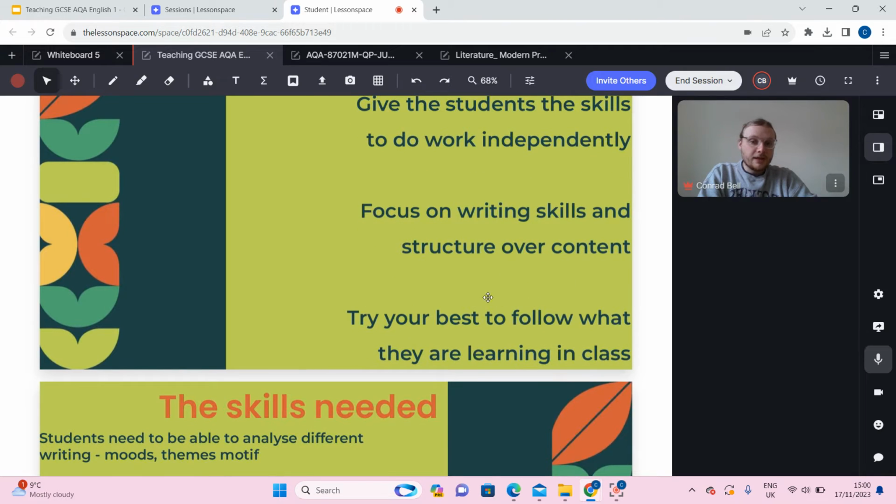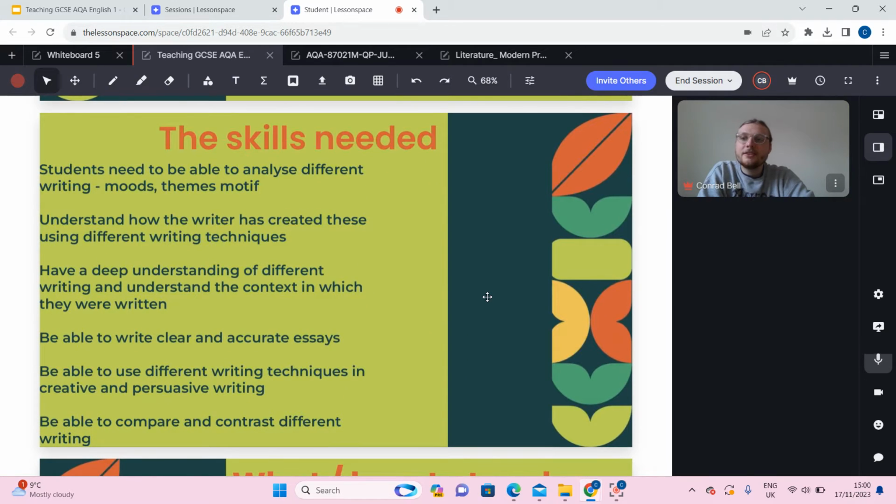And then try your best to follow what they're learning in class. If you can't really get in contact with the school and get a lot of information off them, just talk to the student and try and keep similar lines to what they're learning in school. Obviously, if you feel what the school is teaching could be done more effectively, then that's up to you. But generally, don't try and give them contrasting information or contrasting ways to answer questions. If the school says to do something, say, yeah, go with your school, unless you know that that's not good information.